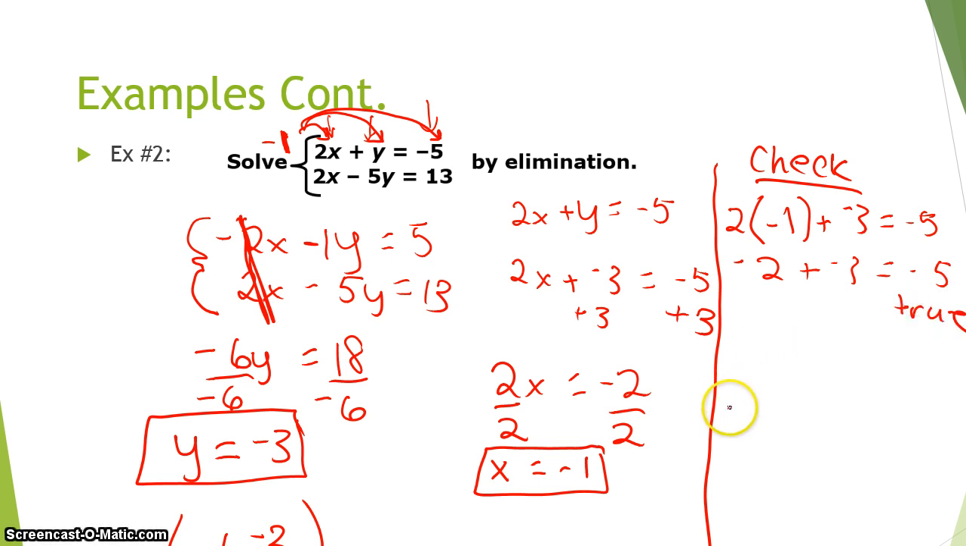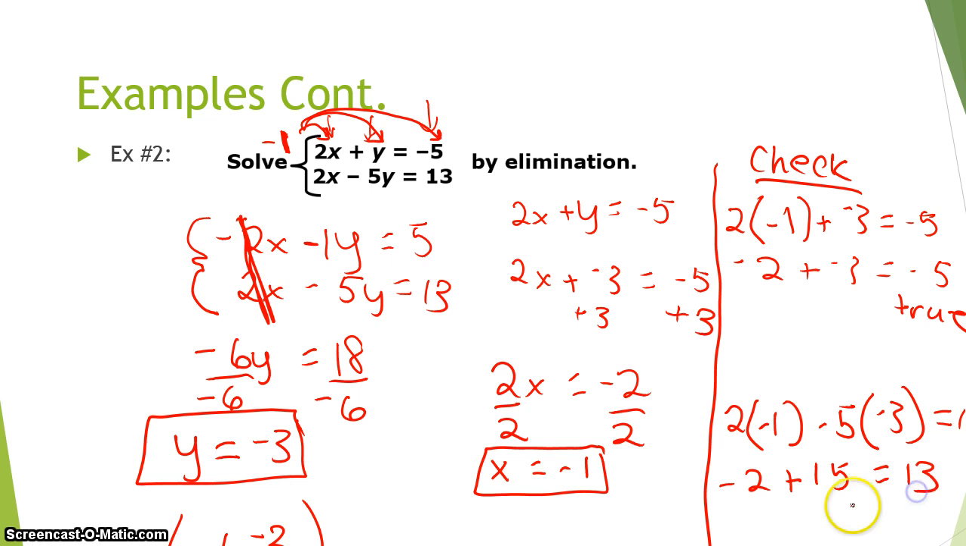Looking at our second equation, 2 times my x, which is -1, minus 5 times my y, which is -3. Does that equal 13? Well, -2 plus 15 does equal 13, so that is also true. So my ordered pair that I solved for, -1, -3, is a true ordered pair solution for both of these equations.